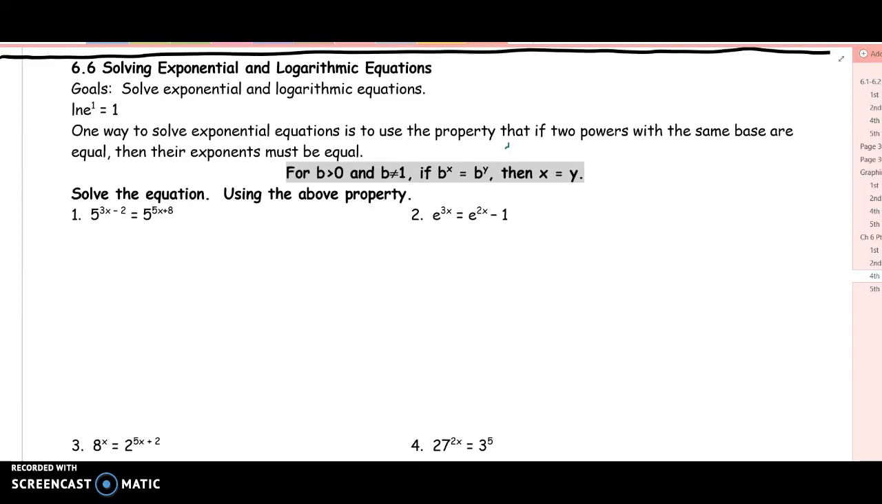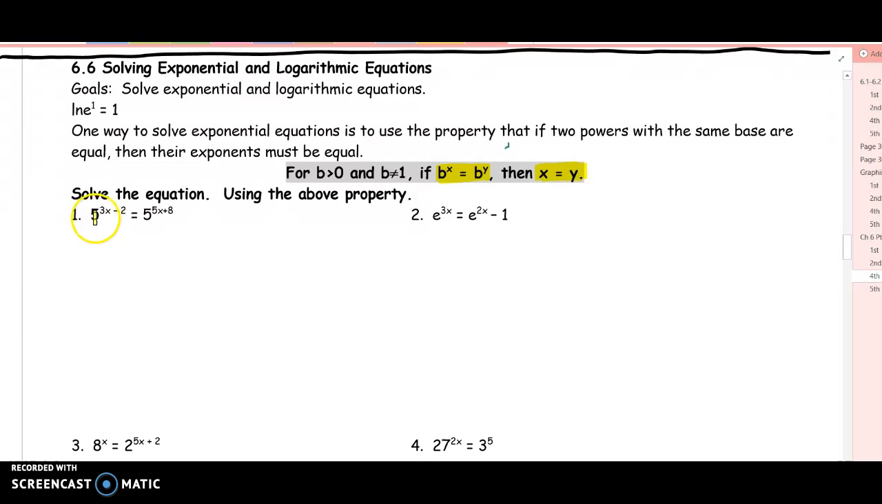The first type of exponential equations that we're going to solve are exponential equations that have exponents on both sides and bases that are the same on both sides. So the property is, if you have b to the x equals b to the y, then x must equal y. If you have the same base on both sides, then the exponents must also be equal.